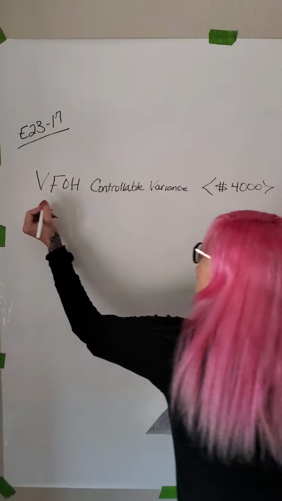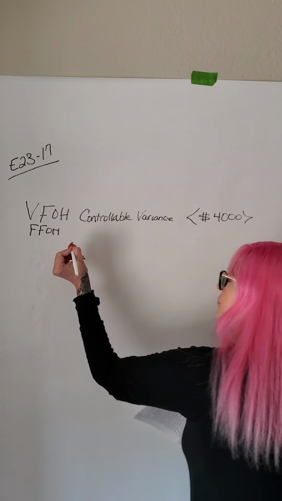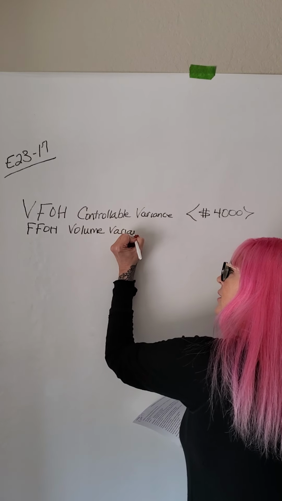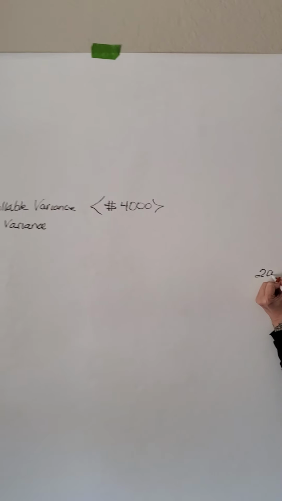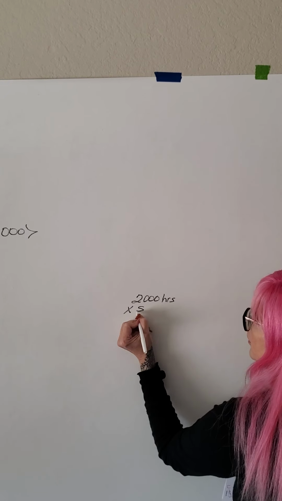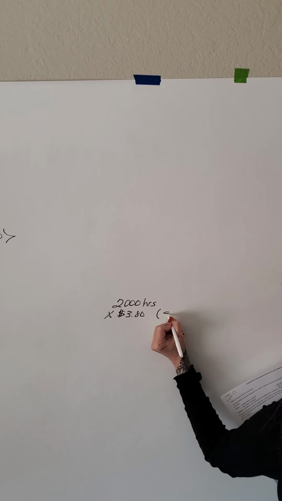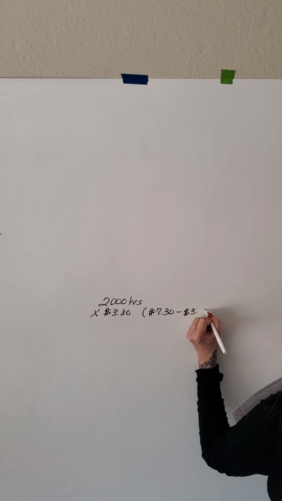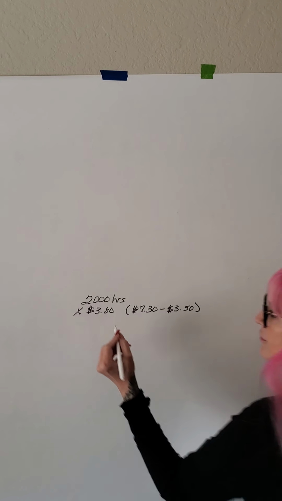We're going to look for the fixed factory overhead volume variance, which is only, again, based on capacity. And how we're going to calculate that is we're going to take these 2,000 hours that we have left over, and we're going to multiply them by $3.80, which is that full factory overhead rate of $7.30 minus the variable component, which is $3.50. And that's going to give us $7,600.